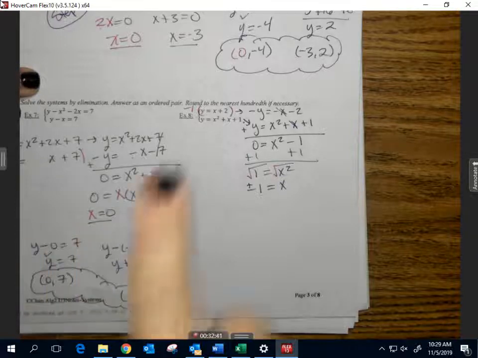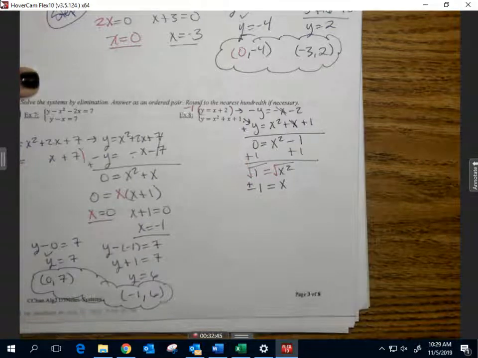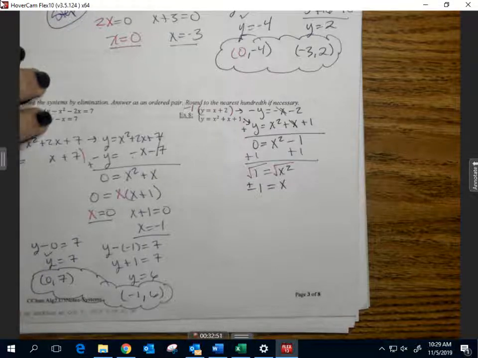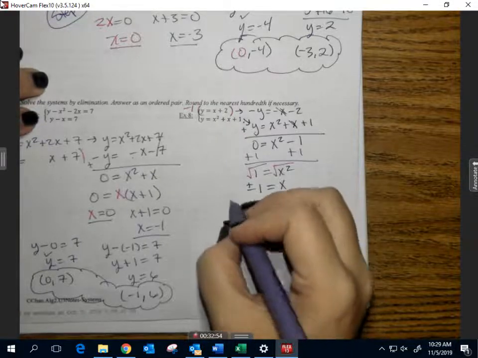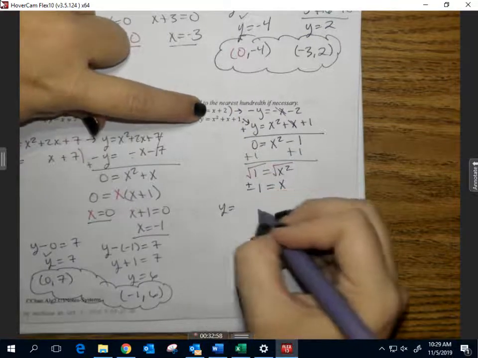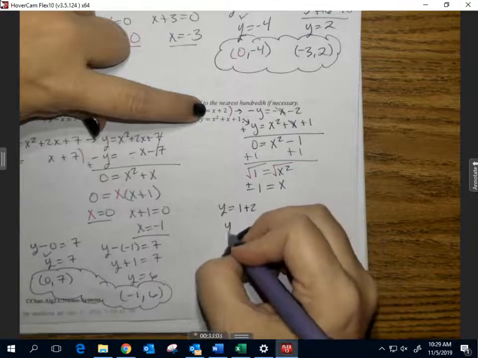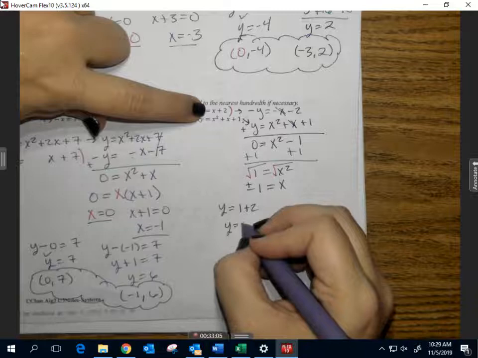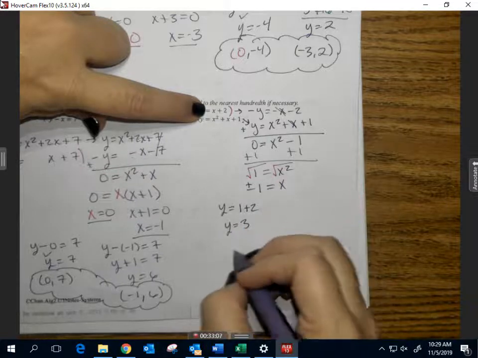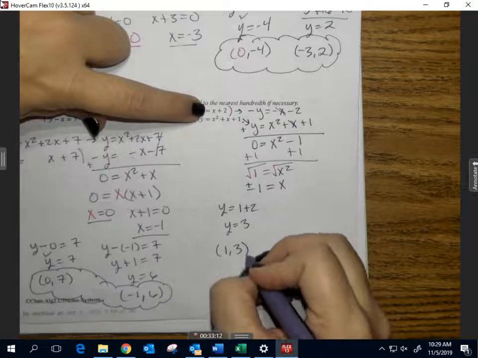So now we're going to have to choose one of the original equations to find our y's. Alright, so we're going to use the first one. Y equals, instead of x, I'm going to put positive 1 plus 2. What's 1 plus 2? Okay. So now there's one of my points. 1, 3.